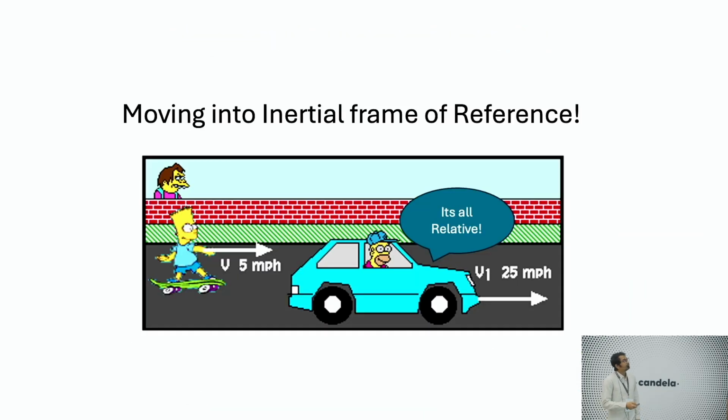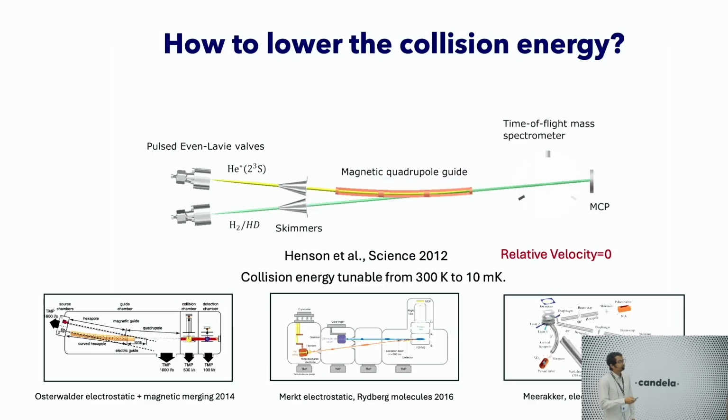So we move to the inertial frame of reference. How do we do that? We use the merged beam configuration over here. We have two Even-Lavie valves. One beam goes really straight, and another beam we bend with a magnetic quadrupole guide. And then we detect our molecules in our VMI, velocity map imaging, setup that we show in the next slide.